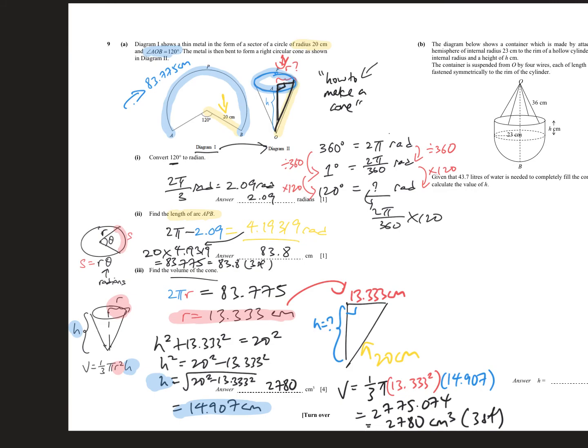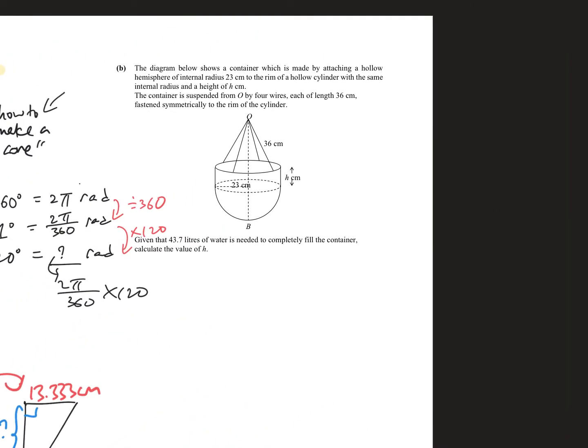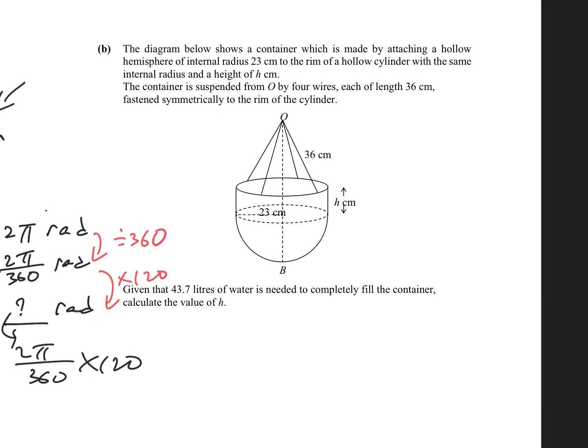Alright, so let's go to part B now. The diagram below shows a container which is made by attaching a hollow hemisphere of internal radius 23 cm. So we can see it over here, 23 cm. And to the rim of a hollow cylinder with the same internal radius and height h cm. And the container is suspended from O by 4 wires, these 4 wires, each of length 36 cm. And they're fastened symmetrically to the rim of the cylinder. Okay, so it's fastened over these 4 points. Given that 43.7 liters of water is needed to completely fill the container, find h.